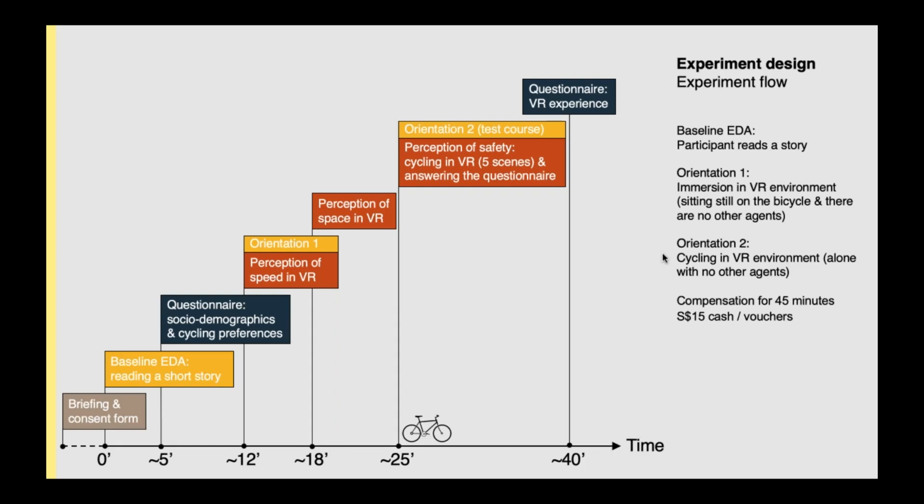participants were cycling through 6 different environments. The first one was actually an orientation scene, just to familiarize themselves with the bicycle simulator and how to cycle in virtual environments, and subsequently 5 different scenes to cycle through and answer the questionnaire.